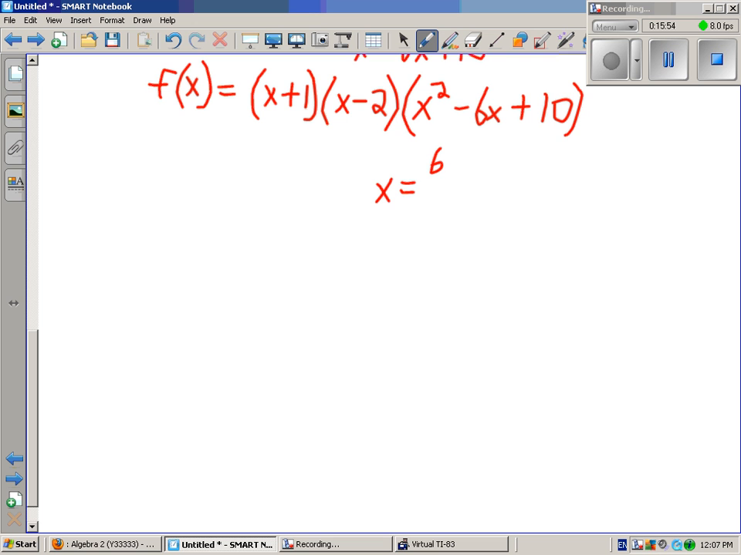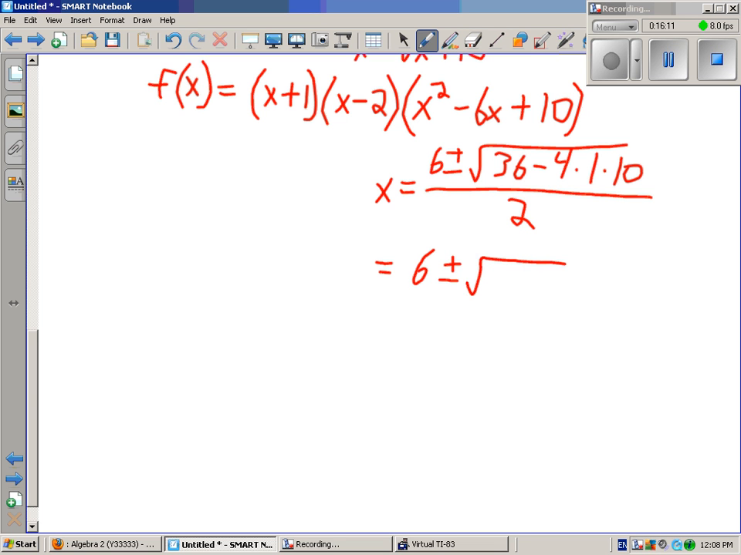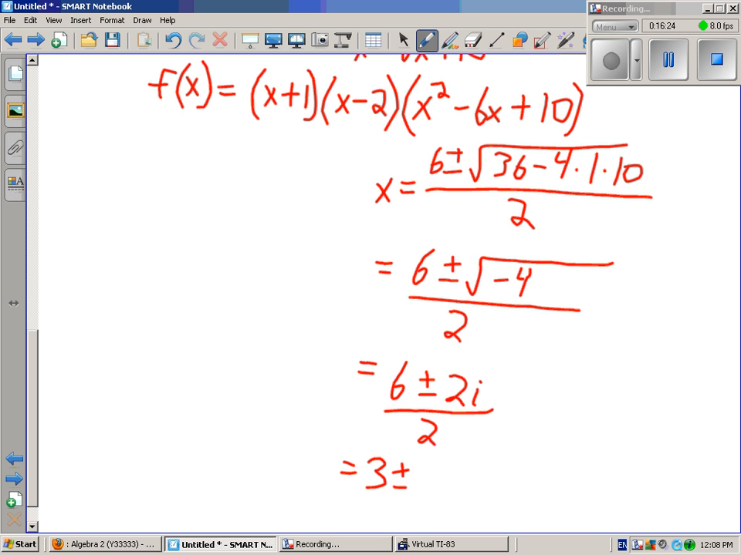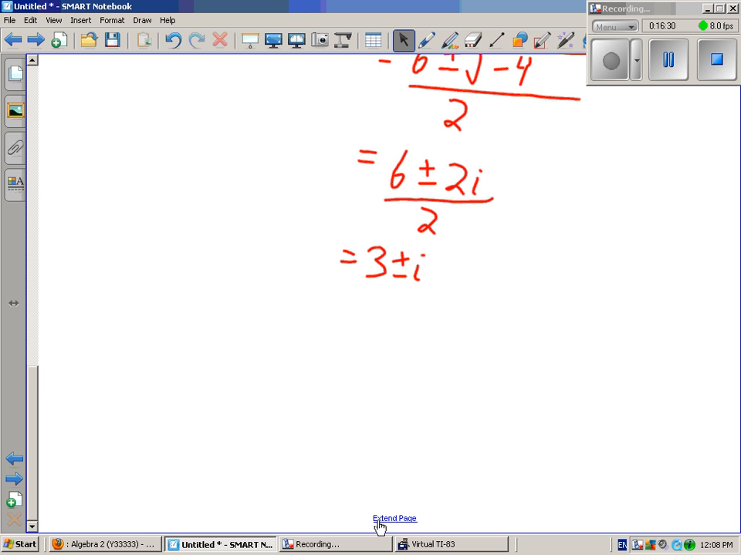X equals negative b plus or minus the square root of b squared minus 4 times a times c, all over 2 times a, which is 2 times 1. Simplify this real fast. 6 plus or minus the square root of 36 minus 40, which is negative 4, over 2. That is 6 plus or minus 2i all over 2. That leaves me with 3 plus or minus i. Okay, so those are my last two zeros at x is equal to 3 plus or minus i.